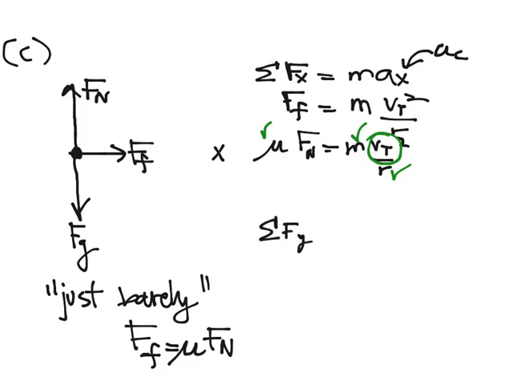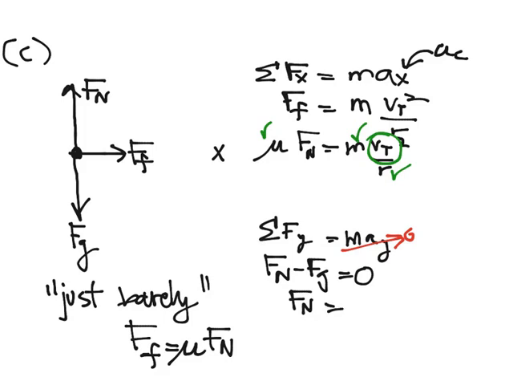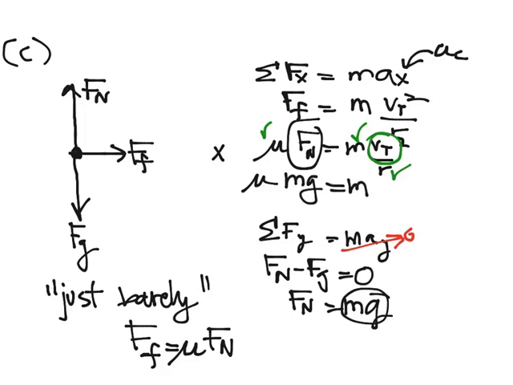So to find Fn, we use the y direction. We have sigma Fy equals may. Fn minus Fg equals may, but of course this thing is not moving up and down, so ay has to be 0. And we have Fn is equal to Fg, which is mg. So we're going to take this mg and plug it in for Fn up here. So we have mu mg equals m vt squared over r.